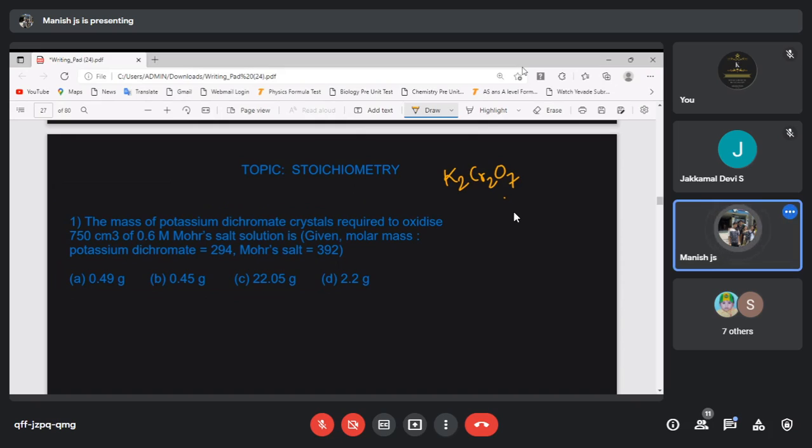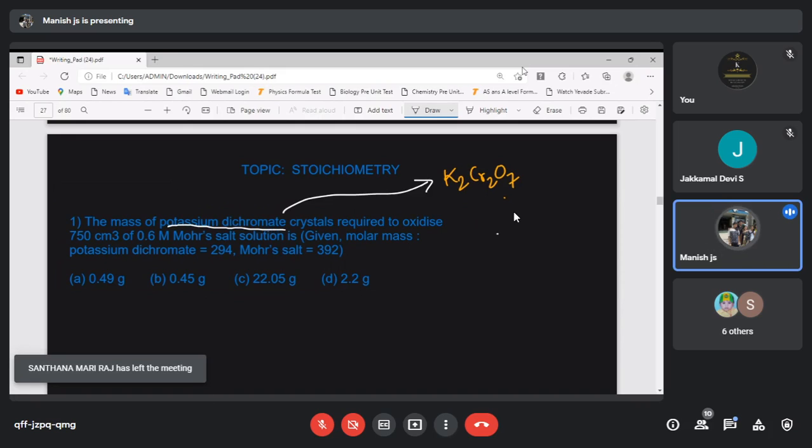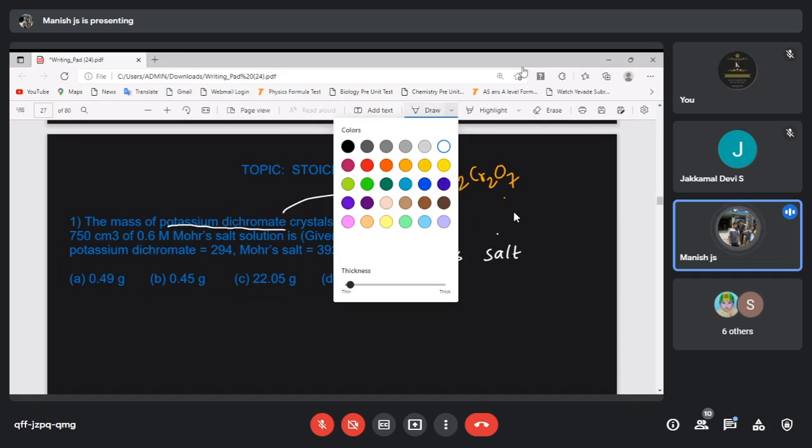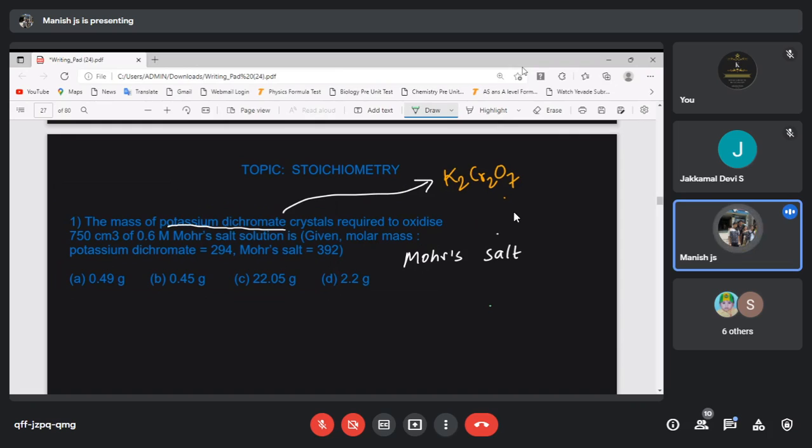And Mohr salt solution. Mohr salt is a complex salt. So I will give you the formula for Mohr salt. What I have written here is potassium dichromate. Let me underline. This potassium dichromate is what I have written the formula for. So you can make a note. Next one, the Mohr salt. Mohr salt formula is FeSO4, that is iron sulfate, dot diammonium, that is (NH4)2SO4.6H2O. So it's a hydrated salt because it has got water of crystallization. Because of the 6H2O water molecules, you call it a hydrated salt. So this is the formula for Mohr salt.